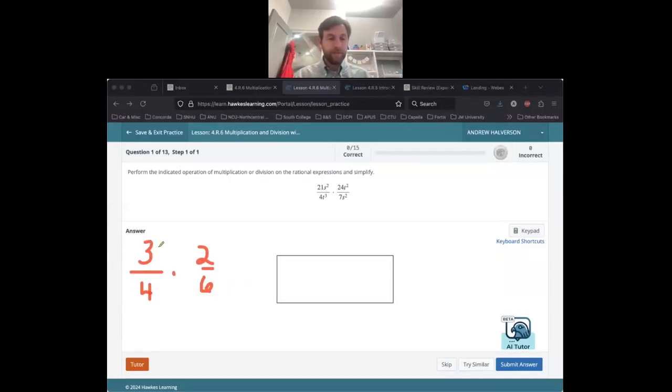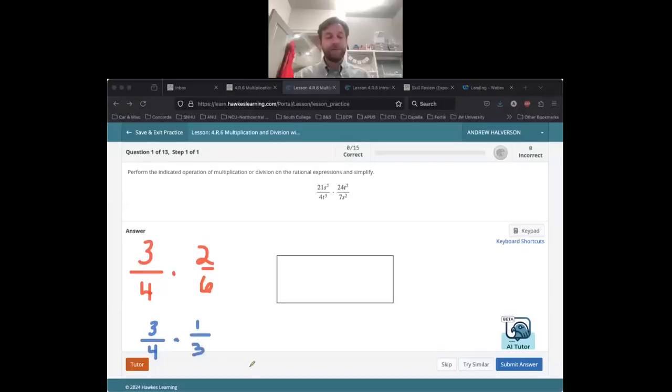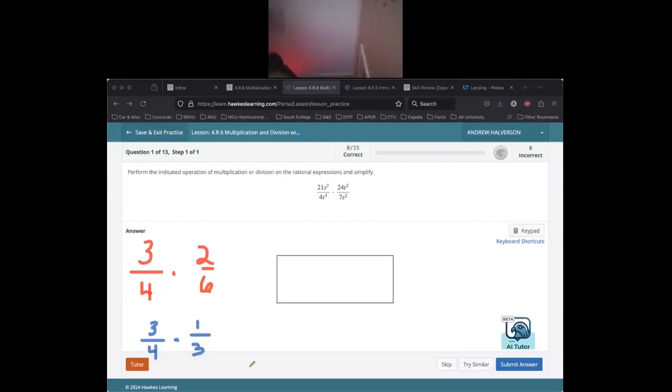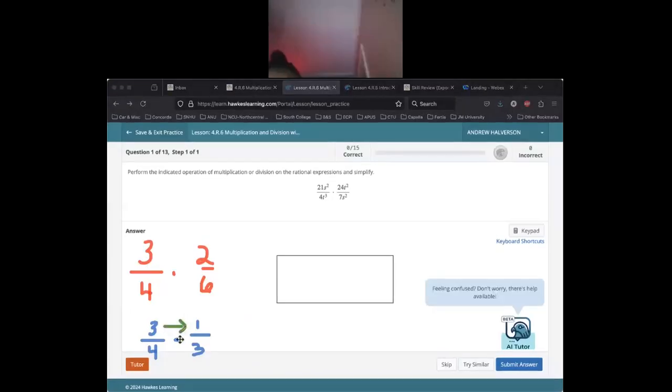Simplify them first. Okay. 3/4 is going to stay the same times 1/3. Okay. Now what? So it'll be 3/12, correct? So how did you get 3/12? I just did 1 times 3 and 3 times 4. Multiply straight across. Good.